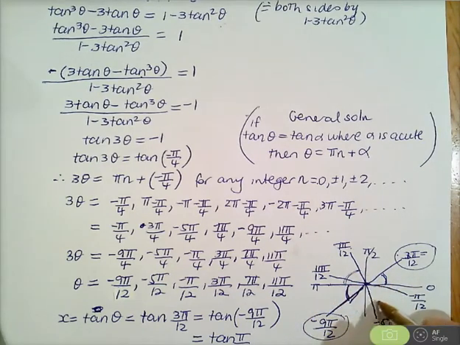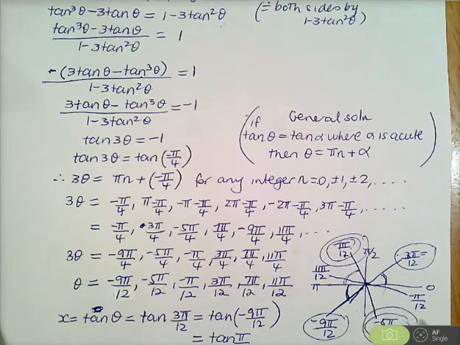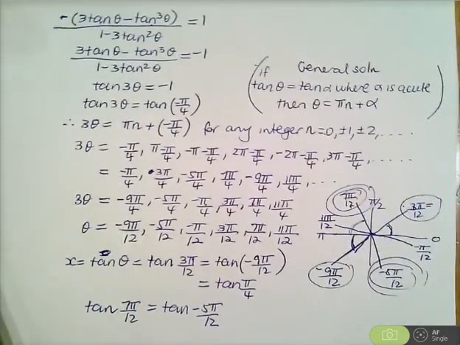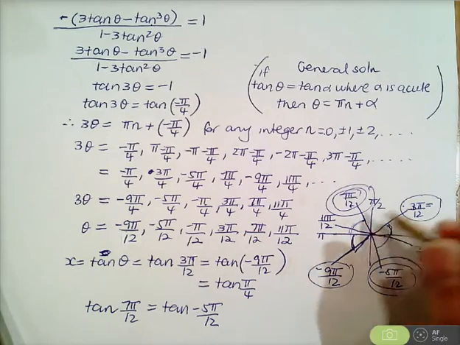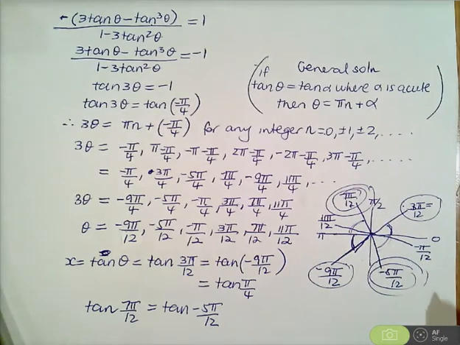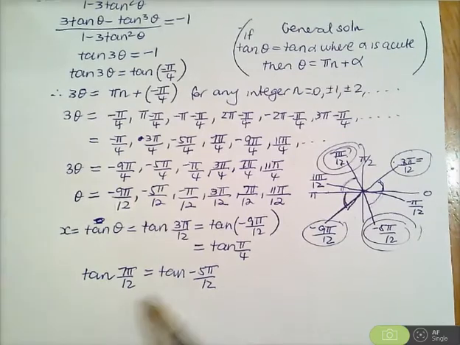Tan is negative in quadrant 2 and it's also negative in quadrant 4. So the tan of 7 pi on 12 is actually going to be the same as the tan of minus 5 pi on 12, because they've both got the same acute angle in those quadrants, because the acute angle is actually 5 pi on 12 in both quadrants. So therefore you only need one of those solutions.